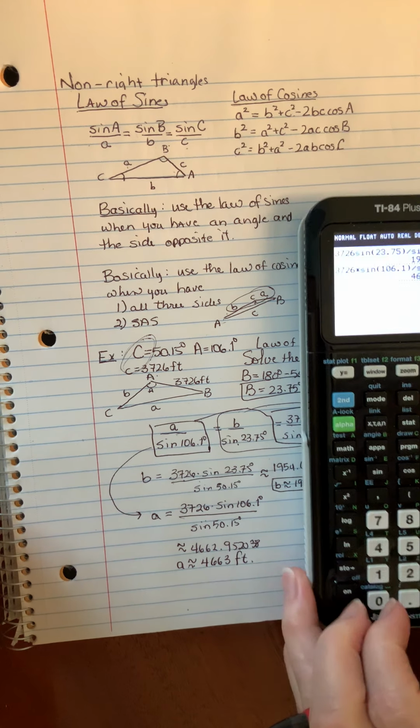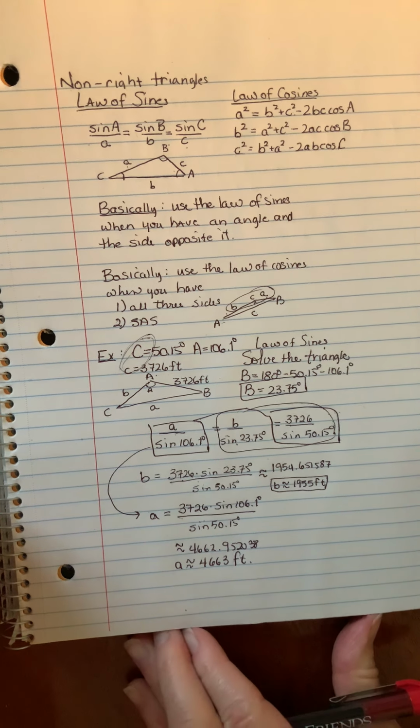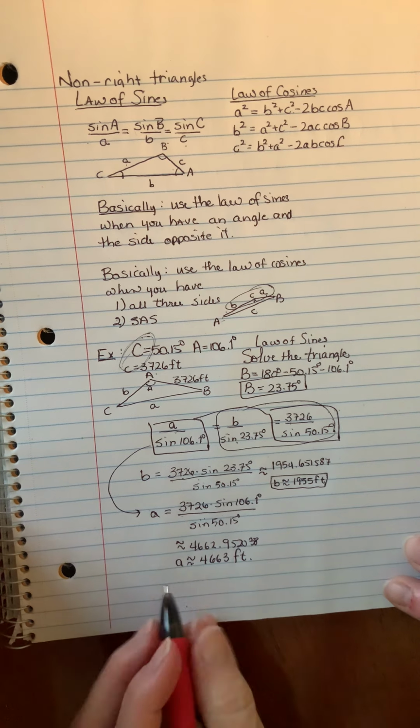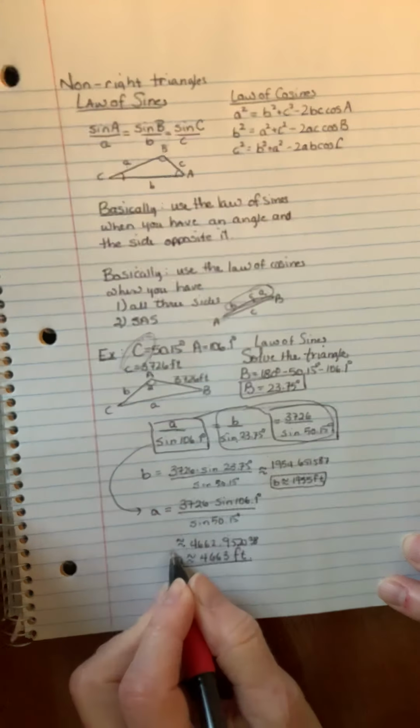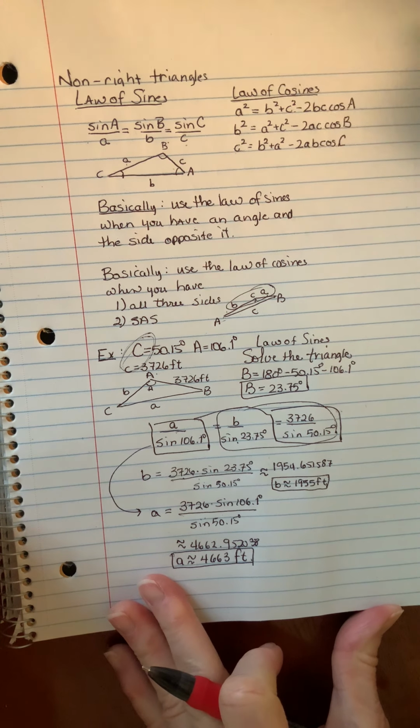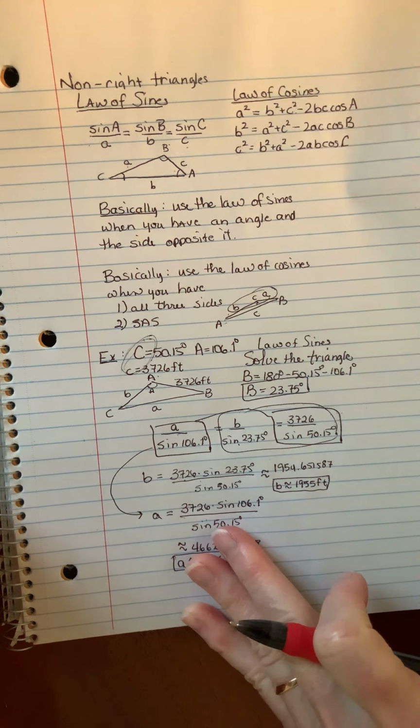So we have solved a triangle using the law of sines. Now that's generally a little bit more work than solving a right triangle, but the law of sines at least gives us a way to do that. Got one more example. Let's try another example here.